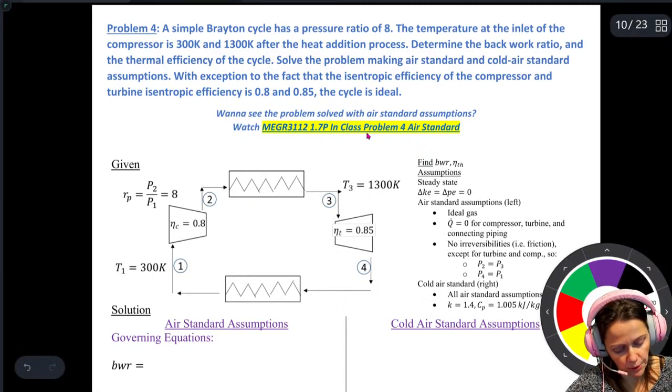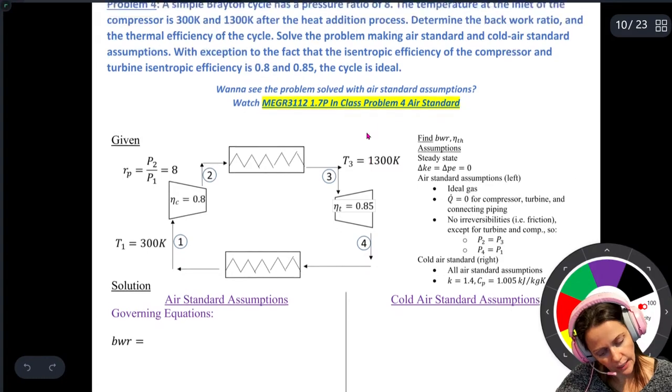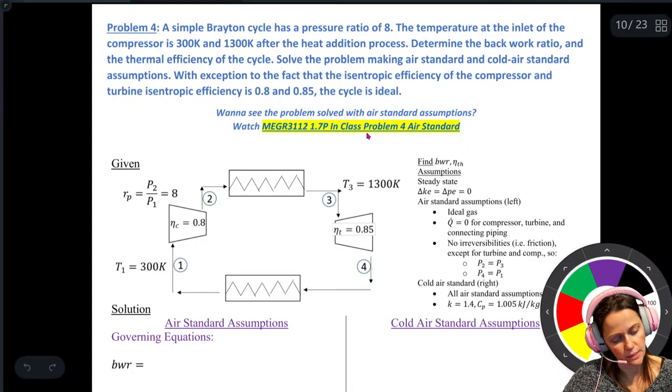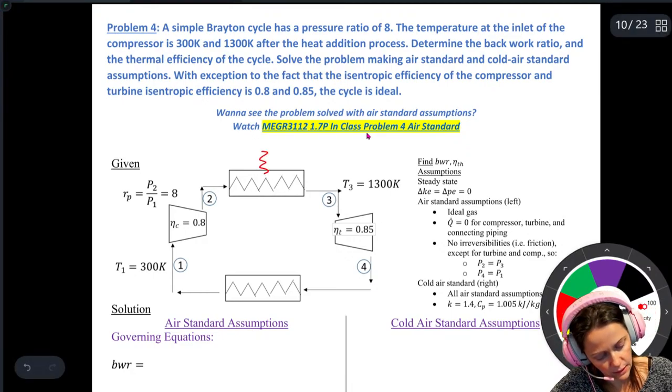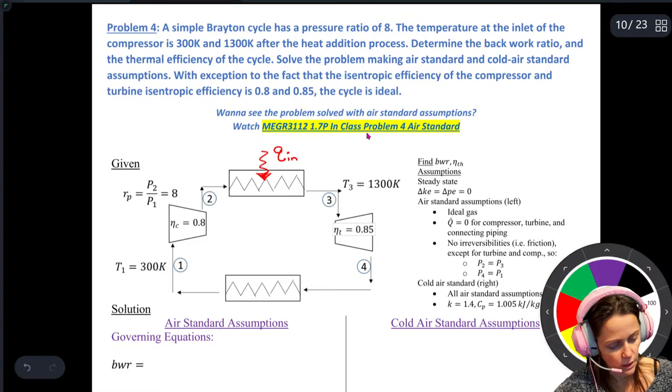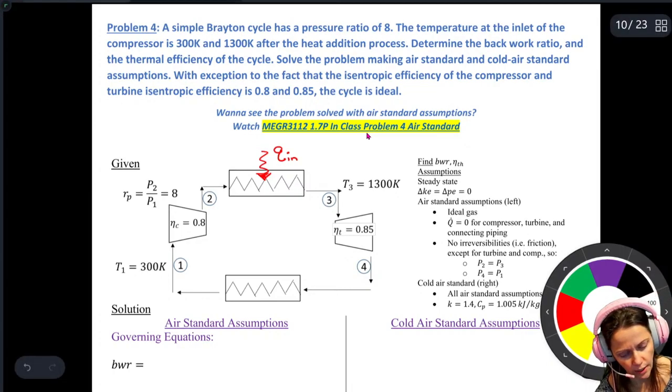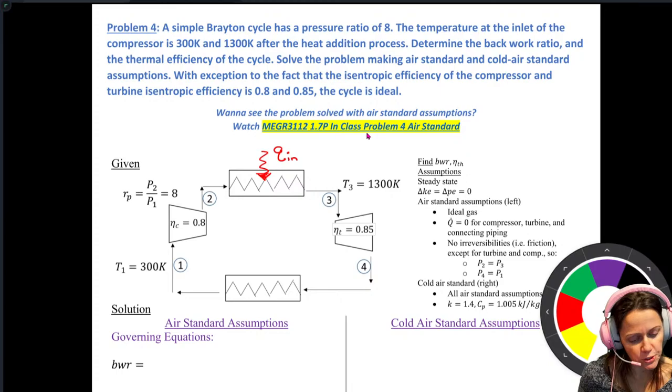All right, so I've got a pressure ratio of 8. The temperature at the inlet is 300 Kelvin, great. And then it is 1300, I'm sorry, after that heat addition process. So that sort of gives it away, doesn't it? So this is our heat addition process. So I'm going to put this as a little Q in, because I've noted that there's no mass flow rate or anything like that. So I really won't be able to find a big Q dot. I'm supposed to find the back work ratio and the thermal efficiency.